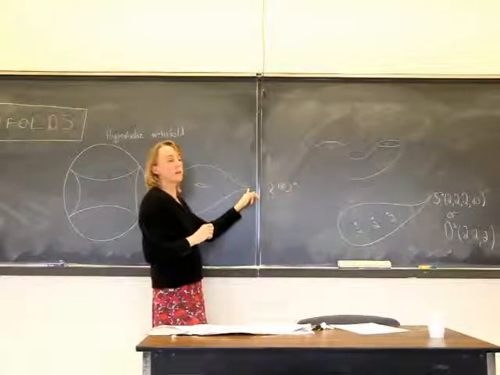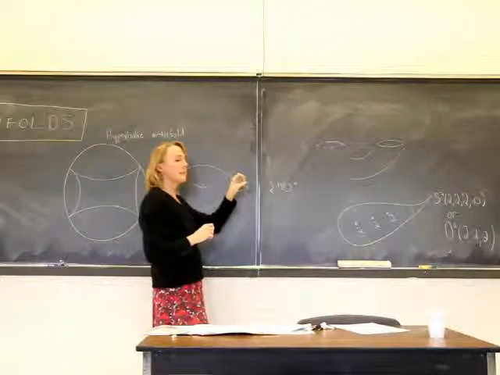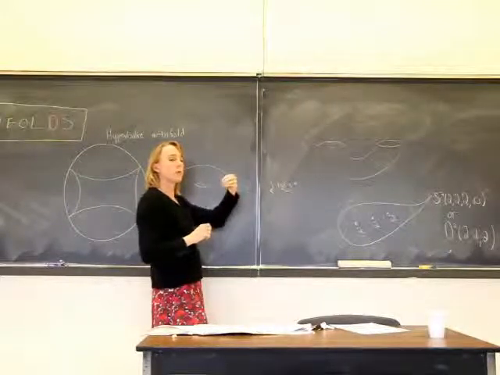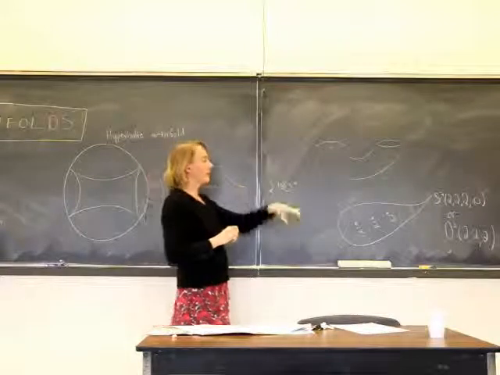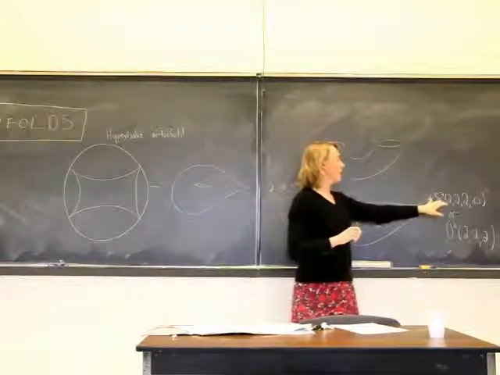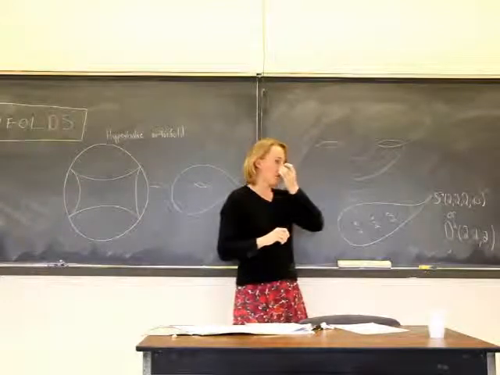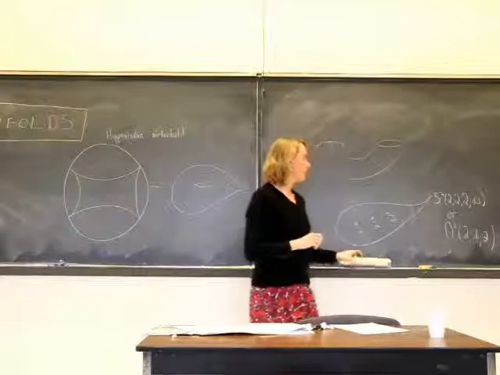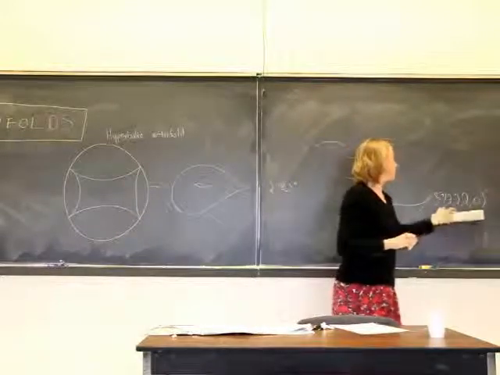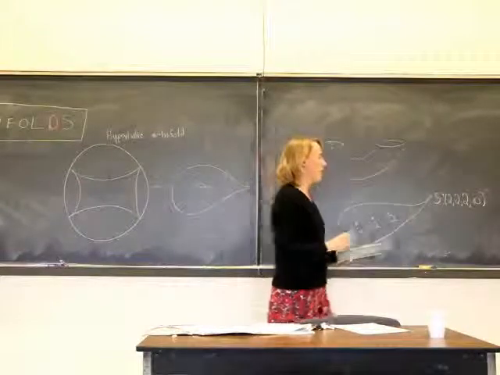So my disk is really a sphere where I removed a little open disk. And then this cusp thing is a sphere where I removed 1 point. So one has boundary and one doesn't. Just think of it like S2,2,2,2. That's sort of the right way to think about it.